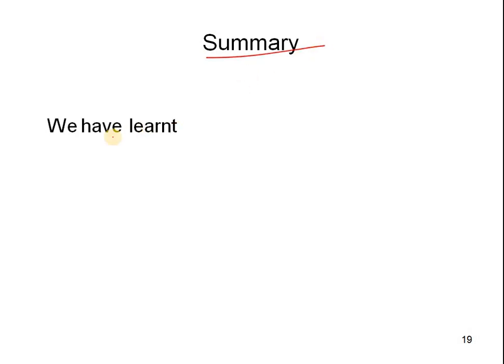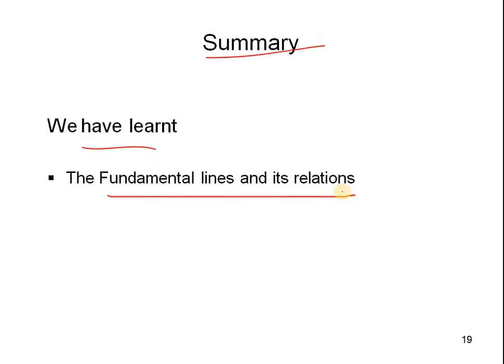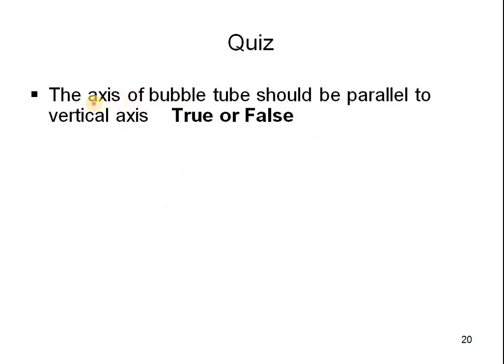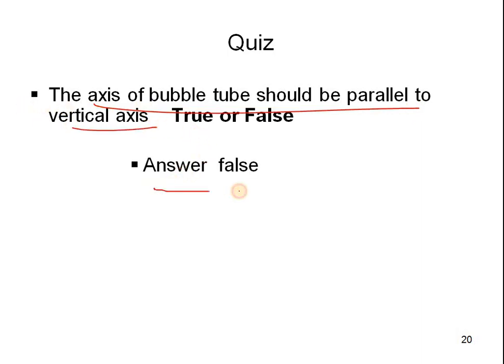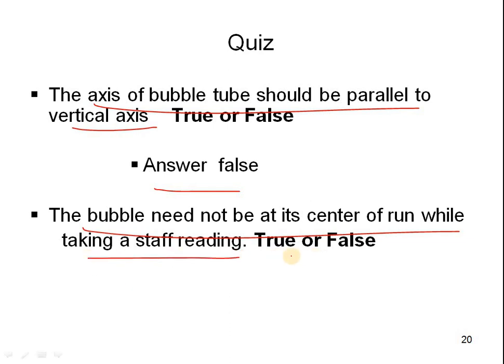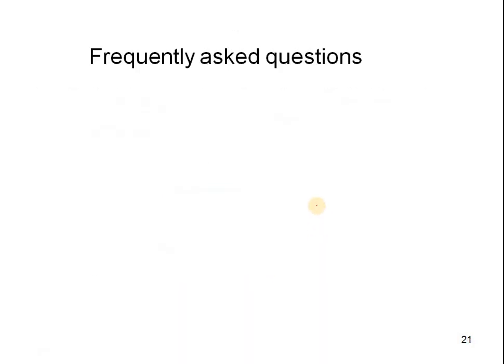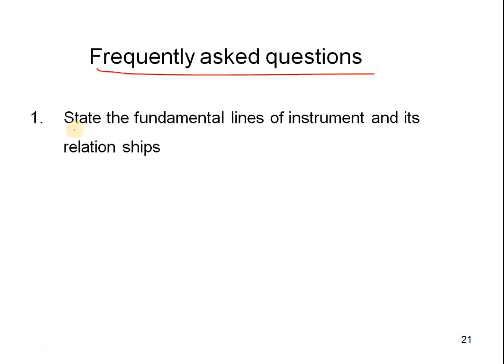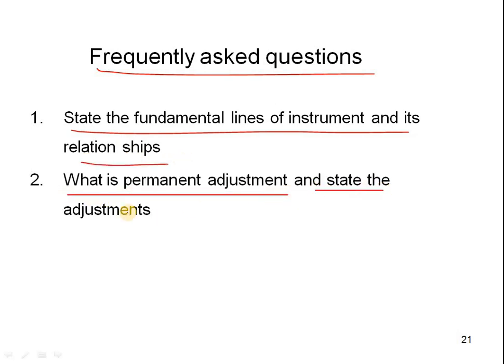So finally, in summary, we have learned the fundamental lines and their relations, and two permanent adjustments. The axis of the bubble tube should be parallel to the vertical axis. True or false? False. The bubble need not be at its center of run while taking a staff reading. True or false? False. So the frequently asked questions are: state the fundamental lines of the instrument and their relationships. It's a very important question. And what is permanent adjustment, and state the adjustments. This is also a very important question.